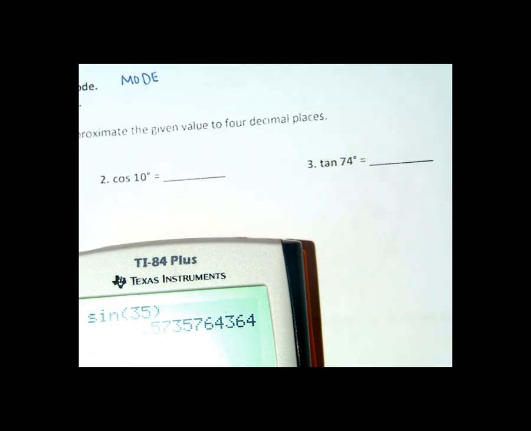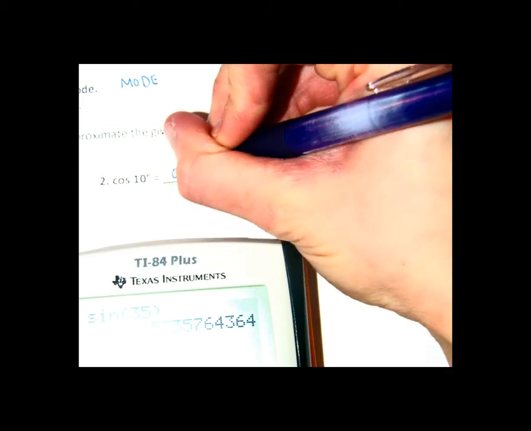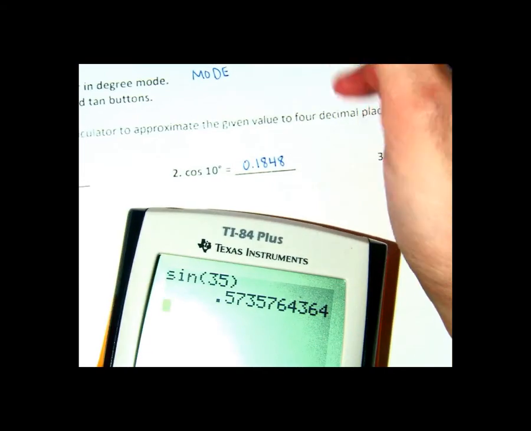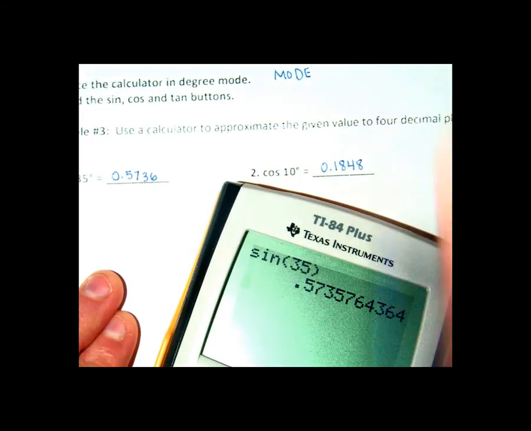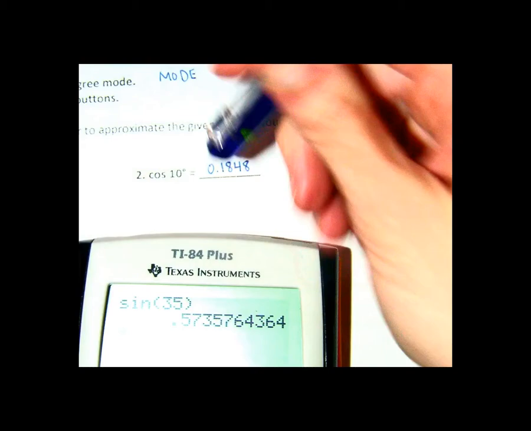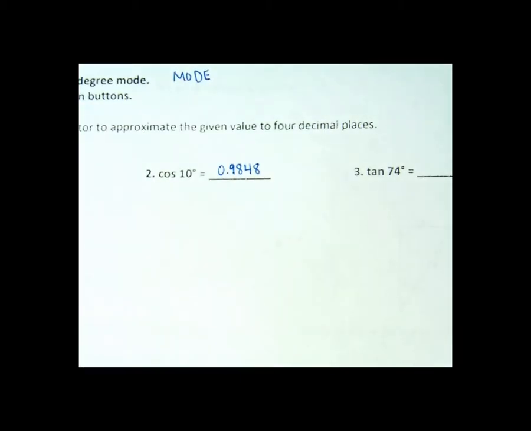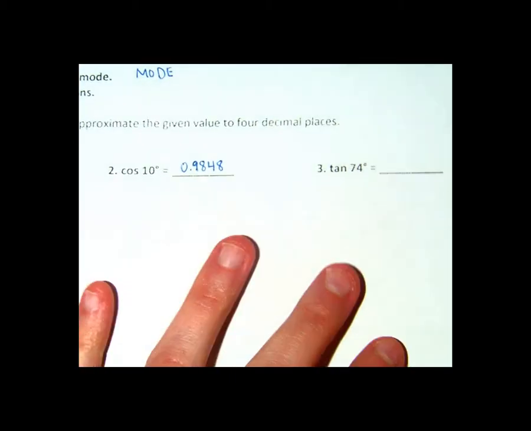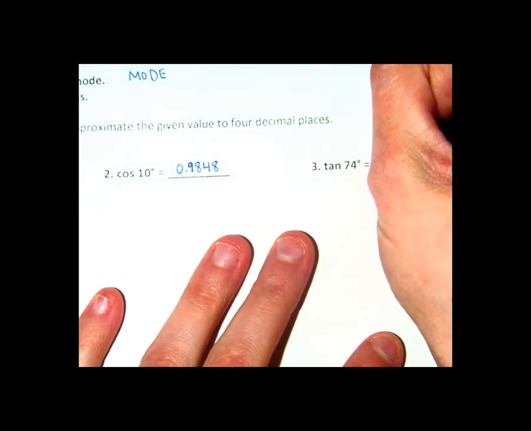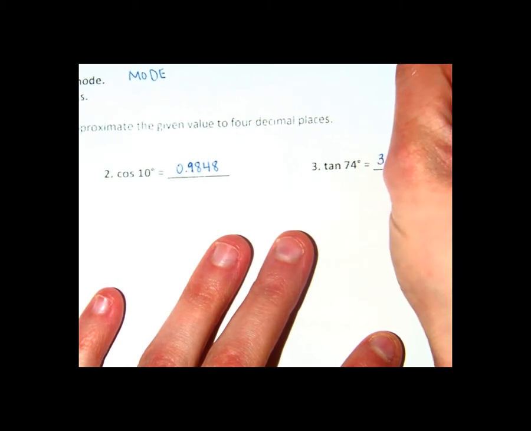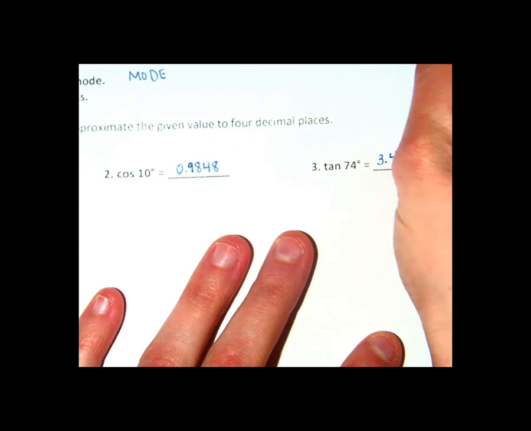What's the cosine of 10? 1848. Do you think it makes sense that this was like 35 degrees and this is smaller? 9848. So see what I was about to say didn't make sense. Okay, how about tangent of 74? 3.4874.